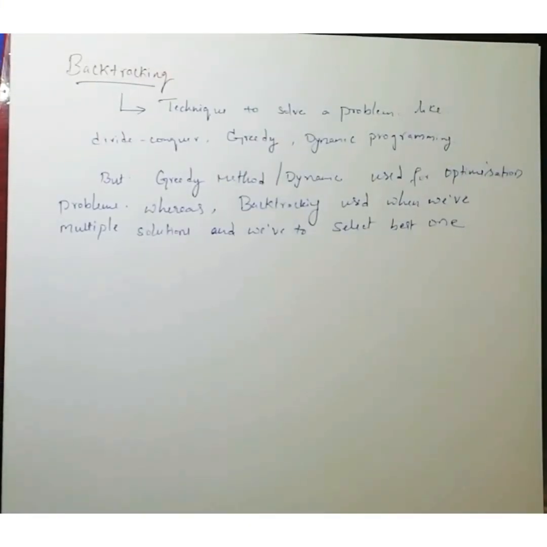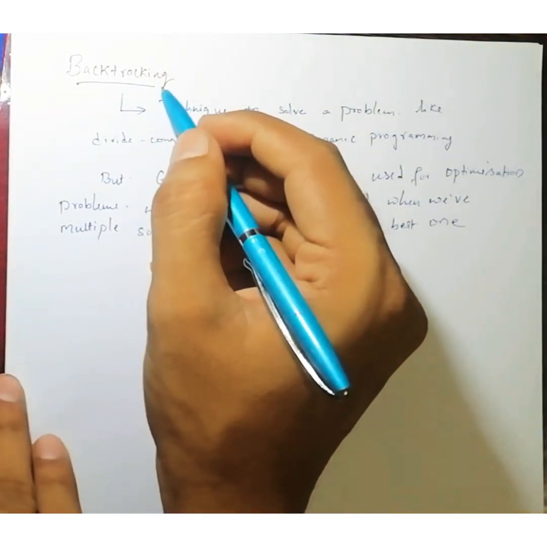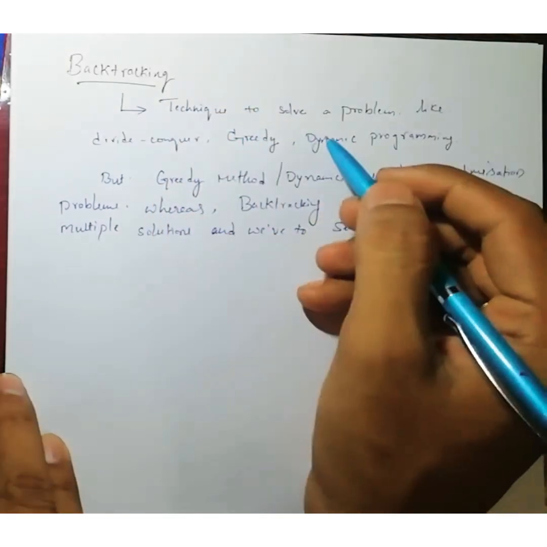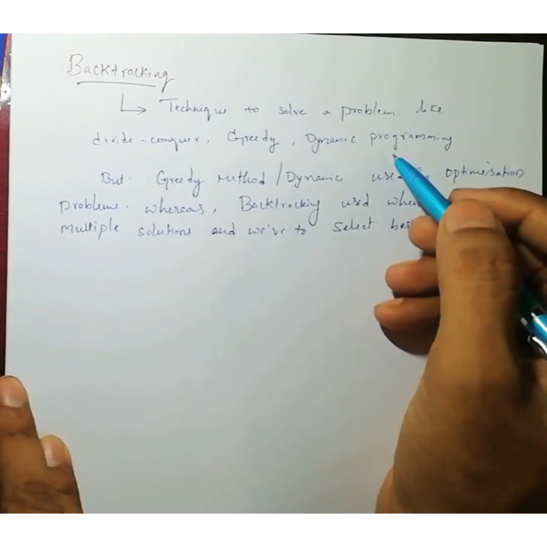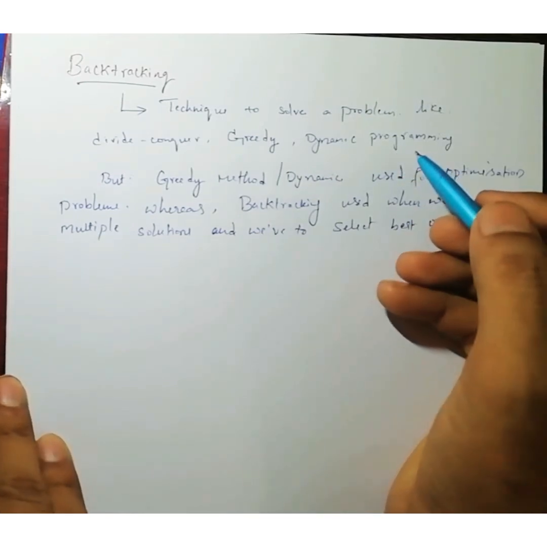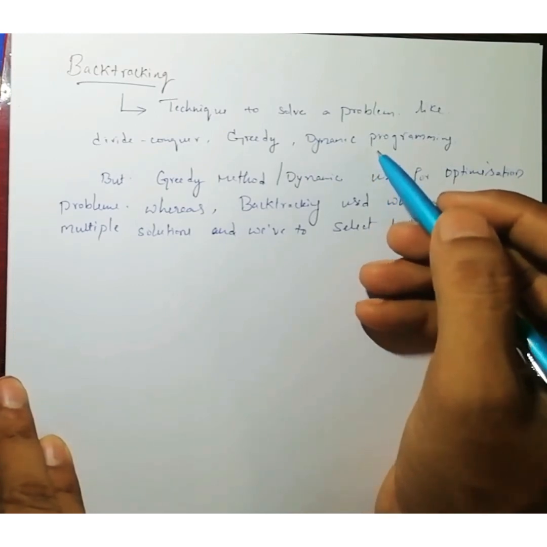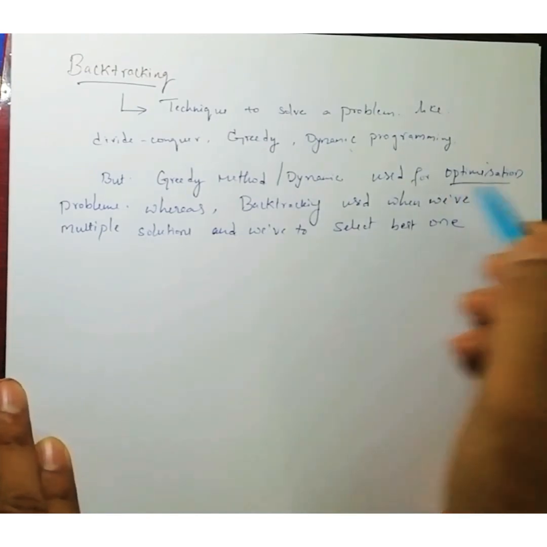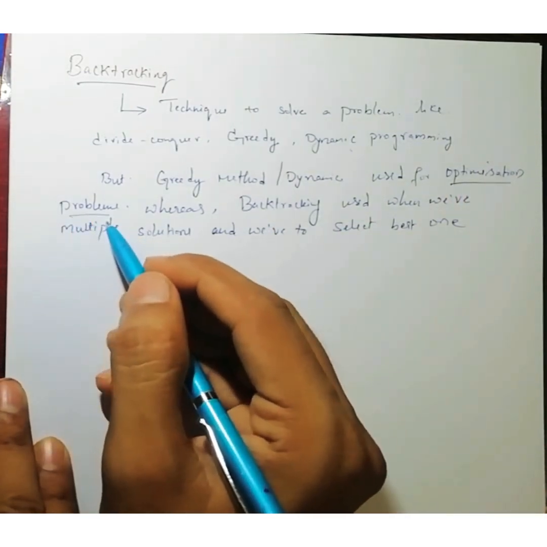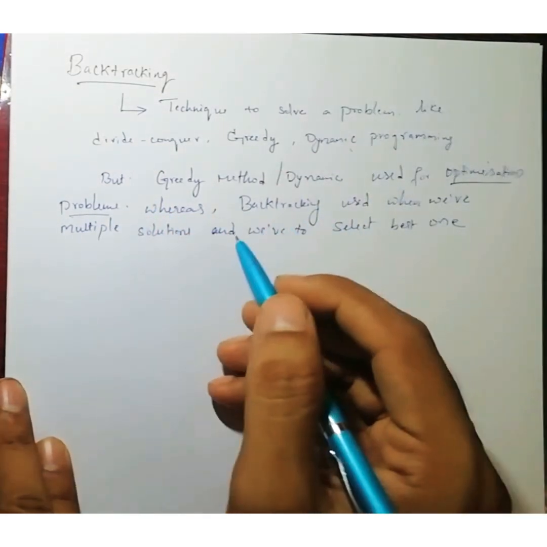Welcome back. In this video we will discuss the next concept, that is backtracking. Backtracking is one of the techniques to solve a problem, like divide and conquer, greedy method or dynamic programming. In greedy method and dynamic programming, we are using these techniques to solve our optimization problems.